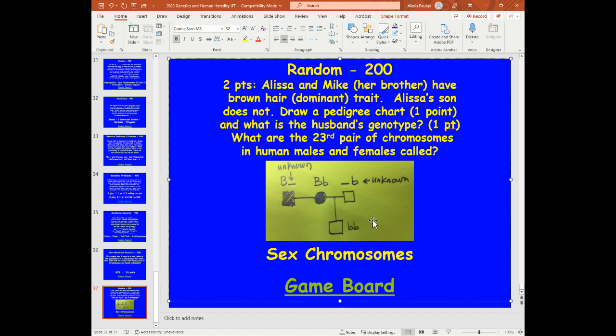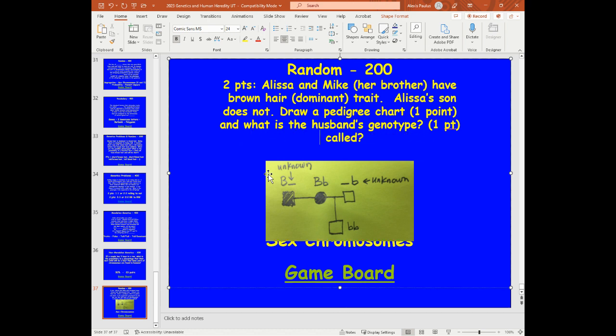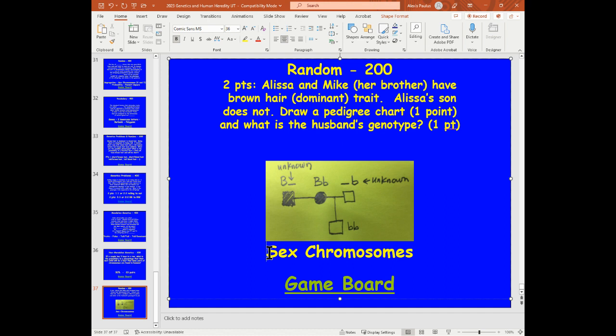Okay, so as long as you got the phenotype, pardon me, the pedigree chart correct, you got that 1 point. And let's get rid of this question. Get rid of this question. Right, so as long as you got the phenotype as unknown correct, you got 1 point. And as long as you got the pedigree chart correct, you got the 1 point.